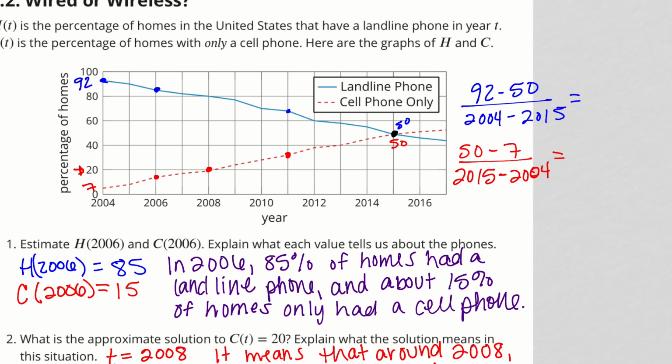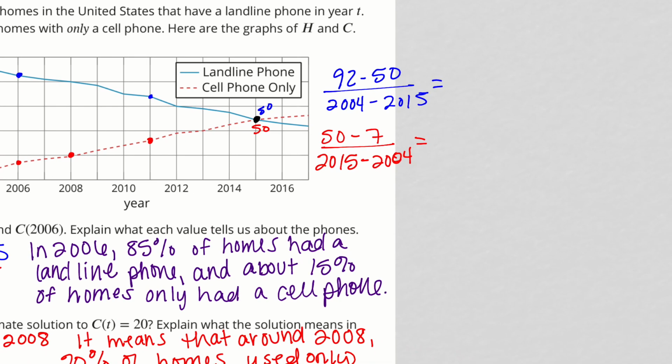Okay, but let's finish this real quick. So we get 92 minus 50 is 48 over negative 11. So the slope is negative 48 over 11, and I'll simplify that in a second. If you have a negative in the denominator, you can move it up to the top, you can move it to the side, you can move it wherever you want as long as you have a negative slope.